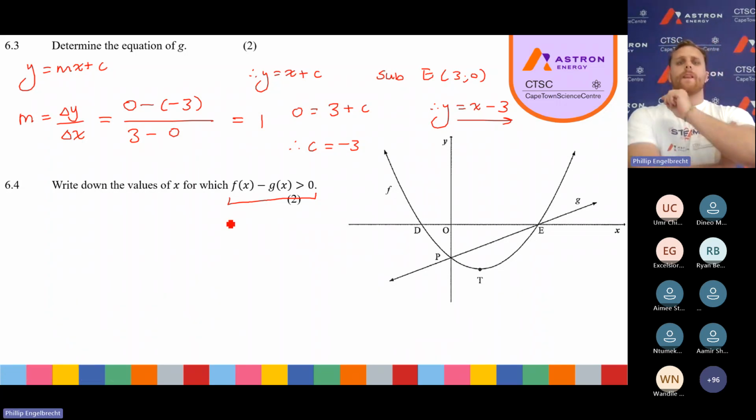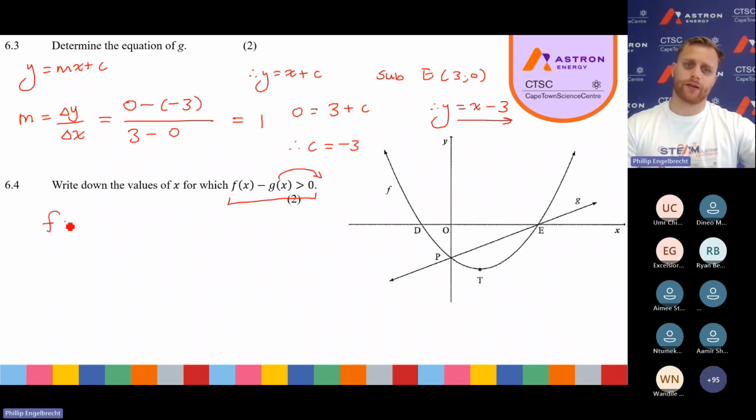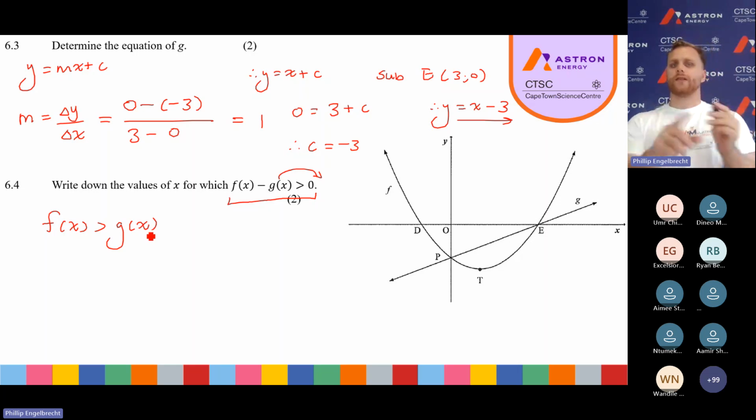So what I did was, I said f(x) minus g(x) is greater than 0. Now, guys, you can do the very long way around and say the full equation of f(x) minus the full equation of g(x) is greater than 0, and solve your inequality. But there's another way. I'm going to take g(x) to the other side and say that f(x) is greater than g(x). Basically I just manipulated what they've told me. Now I want to know for which values of x will f(x) be greater than g(x).